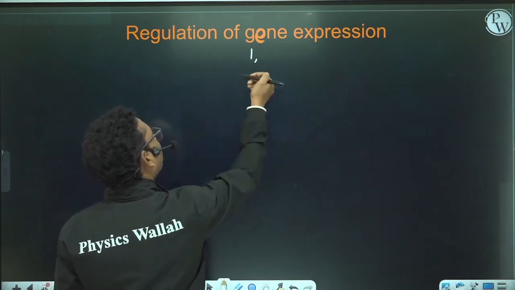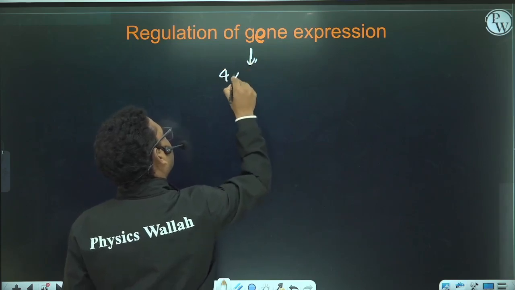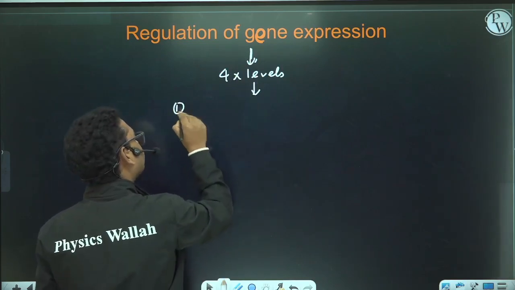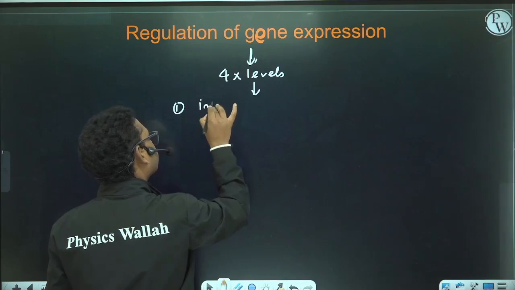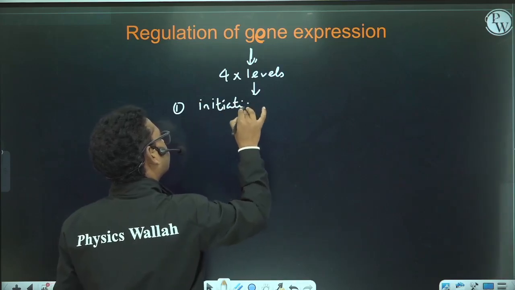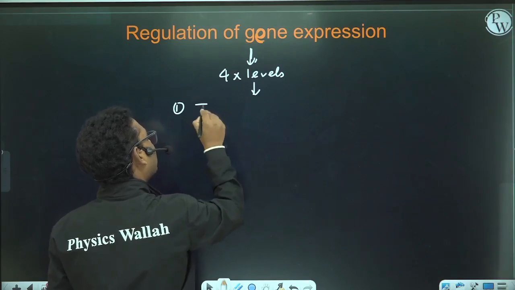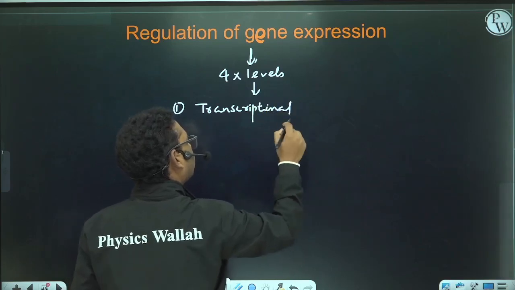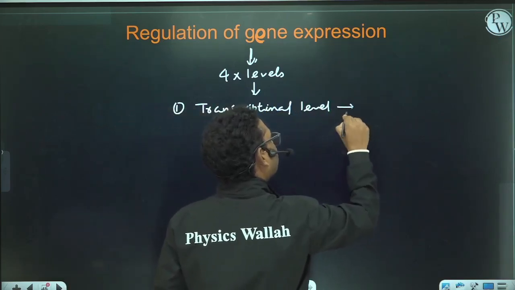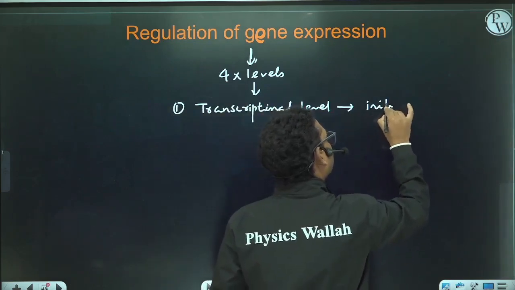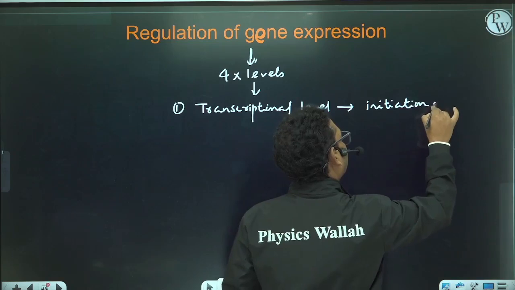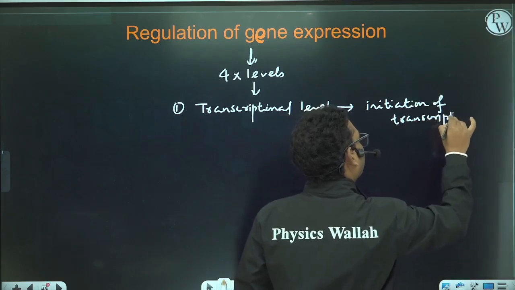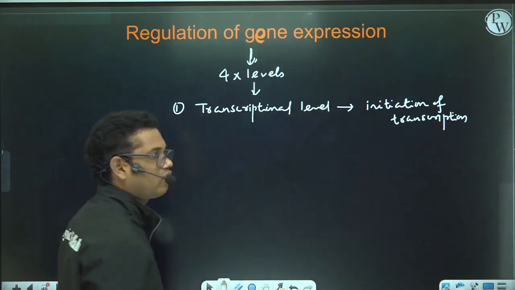At 4 different levels, I can regulate the gene expression. First is the transcriptional level. And here also, to be specific, I will say initiation of transcription. And this is the best site for regulation of gene expression.